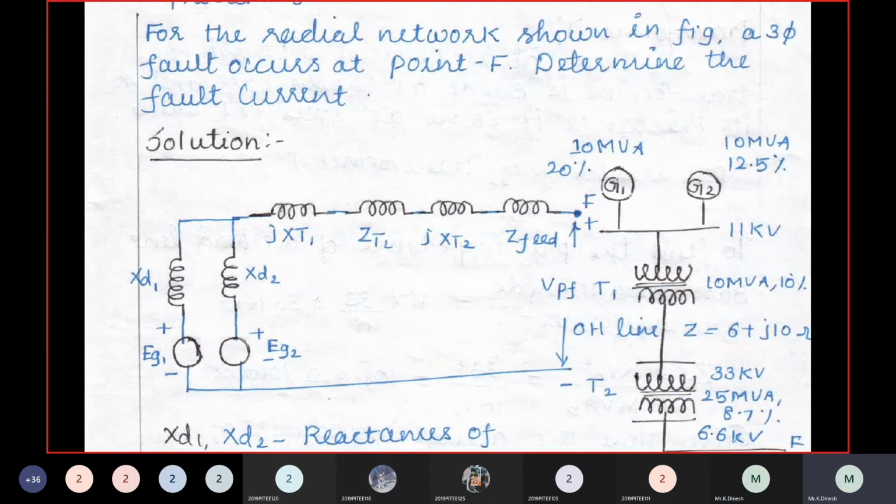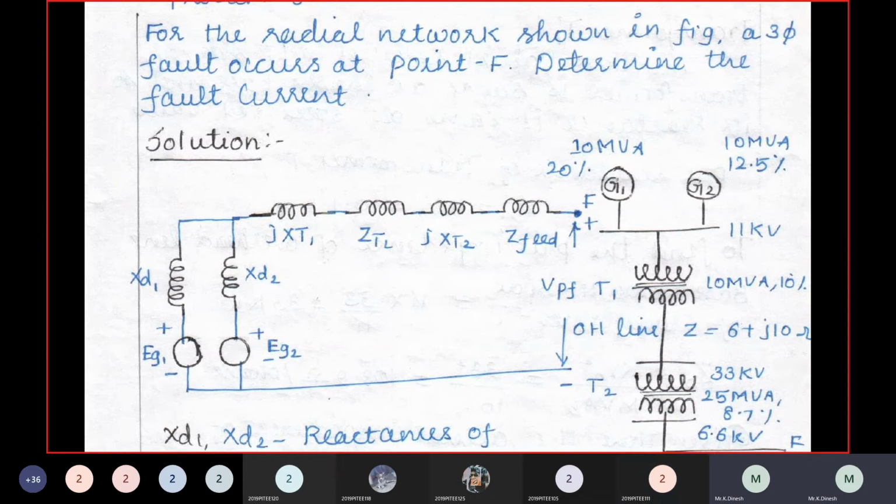Anything you want to convey with me? Shall I continue further? Previous problem, do you have any issues? It is 2 generators, 2 transformers, fault in the transmission line problem. Have any doubt? Shall I continue further? Yes, sir. Thank you, ma. Okay.